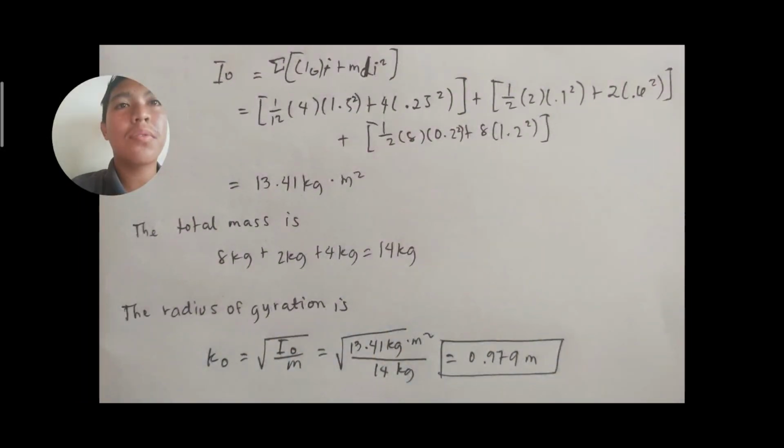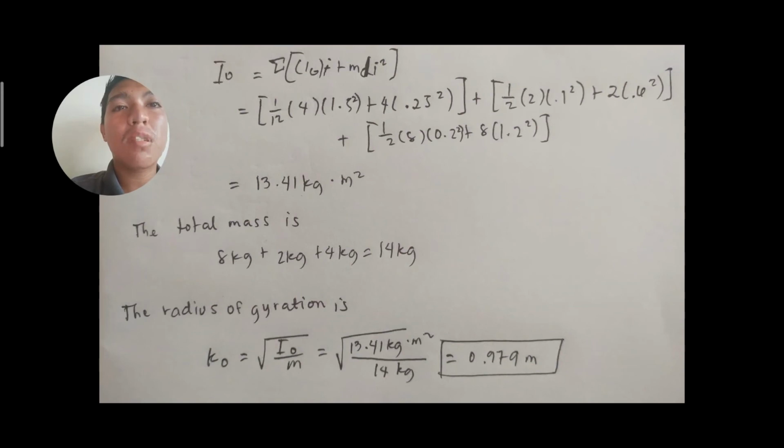I_O equals the sum of I_G plus m d squared, equals 1/12 multiplied by 4 multiplied by 1.5 squared, plus 4 multiplied by 0.25 squared, plus 1/2 multiplied by 2 times 0.1 squared, plus 2 times 0.6 squared, plus 1/2 times 8 times 0.2 squared, plus 8 times 1.2 squared, and the answer is equal to 13.41 kilogram times meter squared.